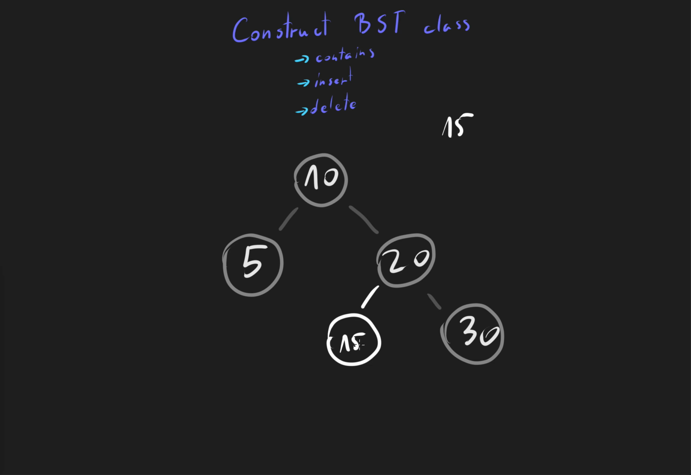The runtime for insertion is the same as contains. The worst case would be O of n, of course, linear. And if the tree is balanced, it is logarithmic, right?